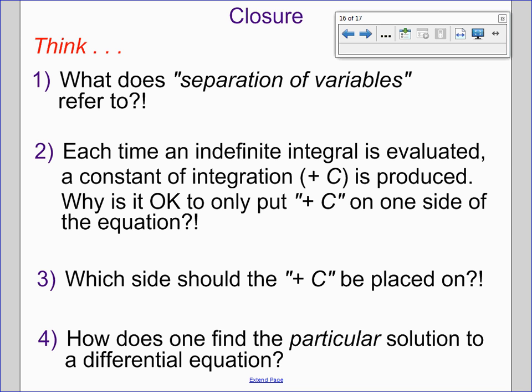Okay, go ahead and share your response to the class, please, when I call on you. What does separation of variables refer to? What does that refer to in differential equations? Grace? Putting the dependent and independent variables on opposite sides of the equation. Absolutely. So we want to move the independent variable on one side of the equal sign and the dependent variable on the other side of the equal sign. So good.